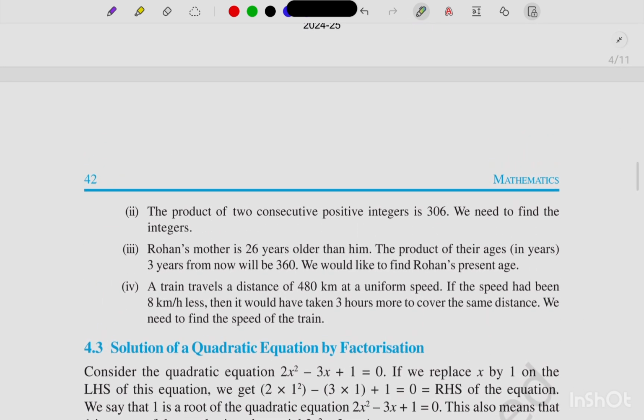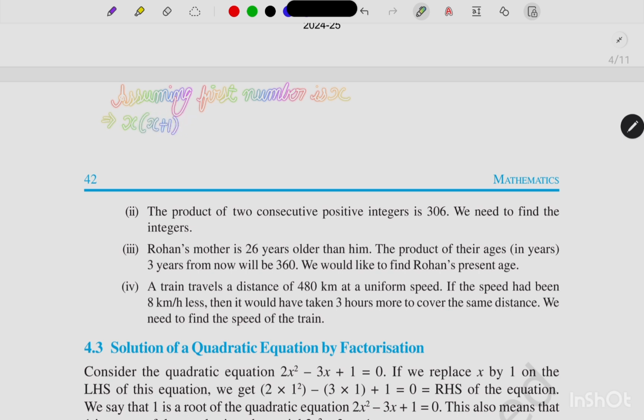Next one. The product of two consecutive positive integers is 306. We need to find the integers. Okay, this also it is very simple. Assuming that the first number is x, that implies that x multiplied by x plus 1.